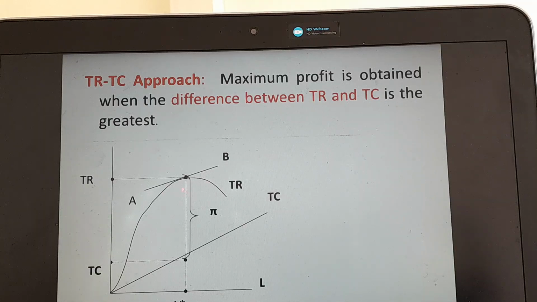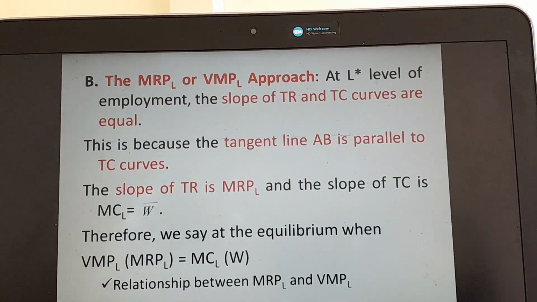In other words, the slope of total revenue means marginal revenue product. The marginal revenue product, or value of marginal product, is equal to the slope of total cost, which is marginal cost. So the slope of total revenue equals the slope of total cost. This means marginal revenue product is equal to marginal cost. It is the profit maximizing point. This is the marginal revenue product or value of marginal product approach.